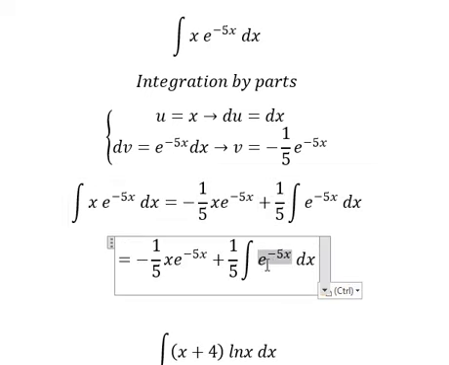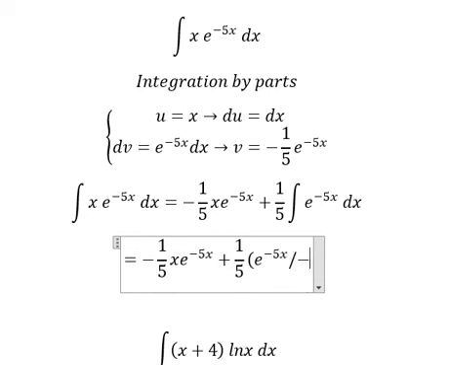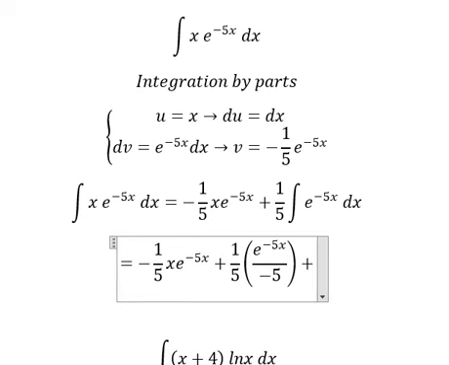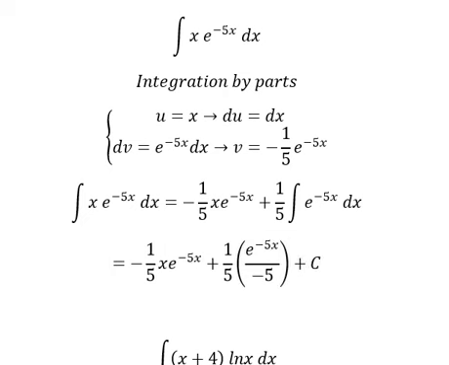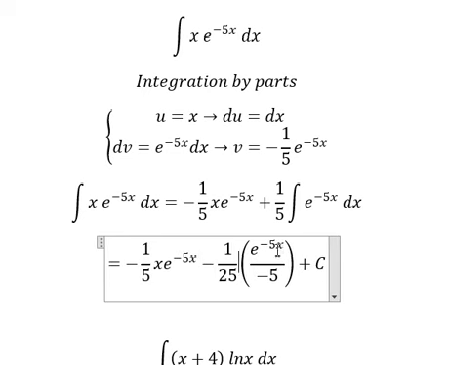The integral of this one is e to the power of negative 5s over negative 5, and I will put c. So negative 5 with positive 5, we have negative 1 over 25.